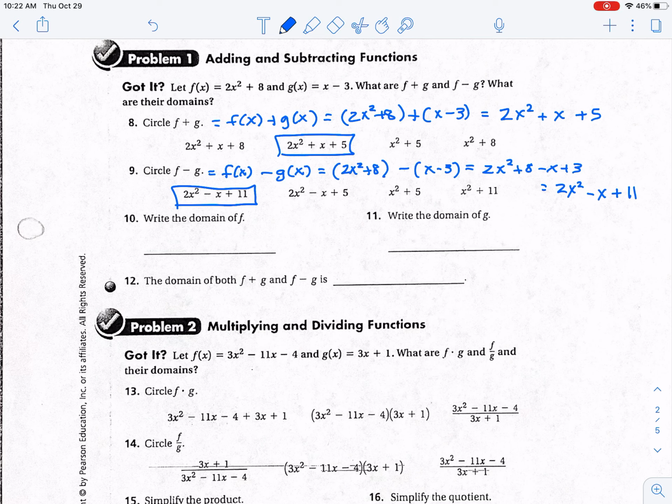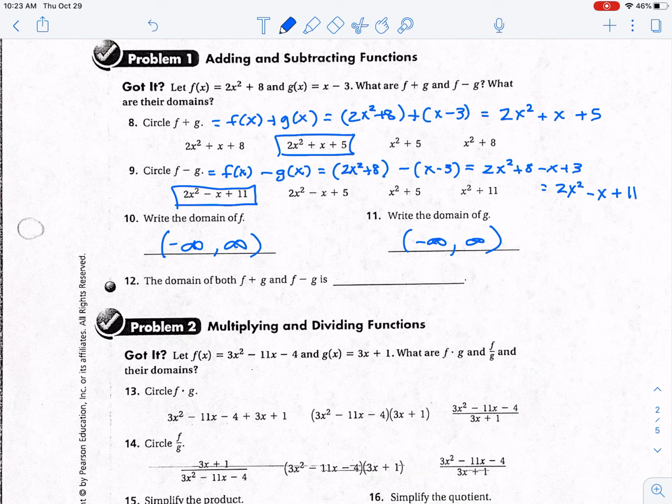When we look at the f of x, it is a parabola that opens up, and I know the domain for a parabola that opens up or down is -∞ to infinity. Now, g of x is x minus 3. That is a linear function. Its domain for any line, as long as it has a slope that's increasing or decreasing, positive or negative, will be -∞ to infinity.